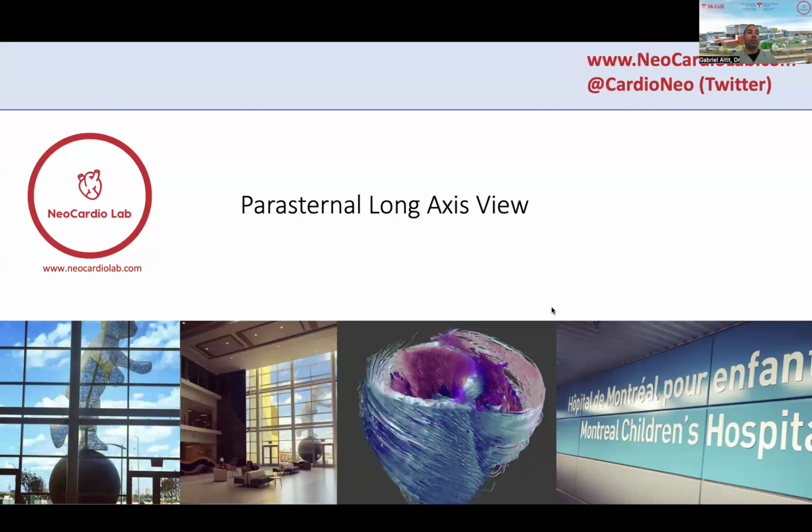So if you're seeing a 500 gram baby, you always want to have in mind, what am I going to scan? What's the information I need? And there might be views that if you don't get on the first shot, you might skip and go to the next to get the information just because they lose their temperature so quickly.